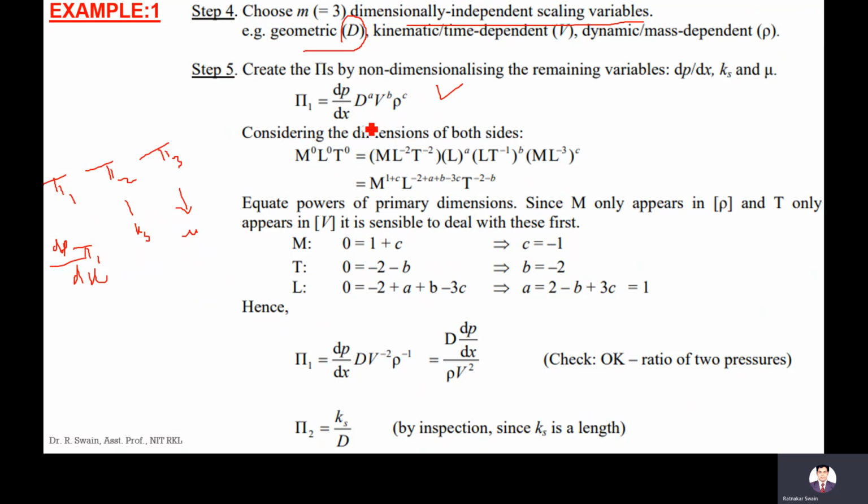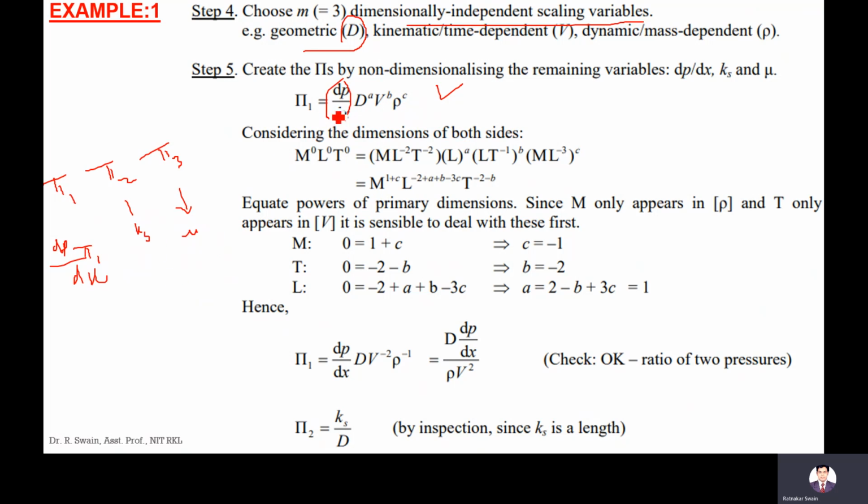D, v, rho are repeating variables, meaning they should be repeated in each group, Pi 1, Pi 2, and Pi 3, all 3 groups. And these are the non-repeating variables, only written in Pi 1, not Pi 2, Pi 3. In Pi 2 we write another, that is ks, and in Pi 3 another, that is mu. Okay, so now we have to calculate the a value, b value, c value.